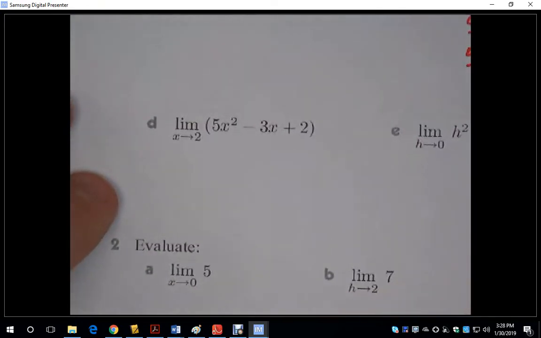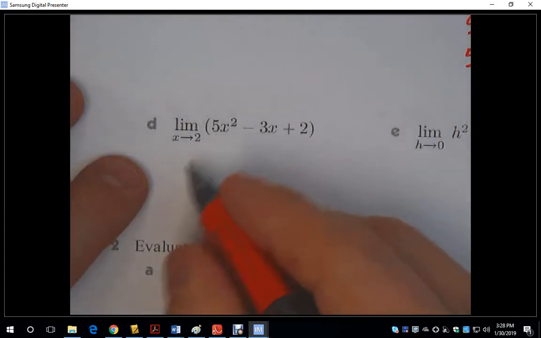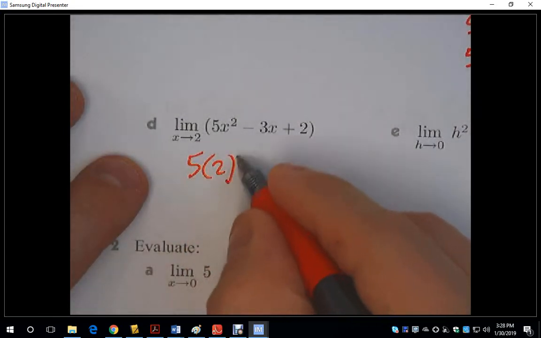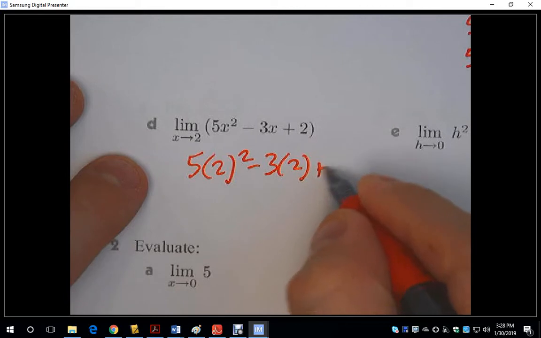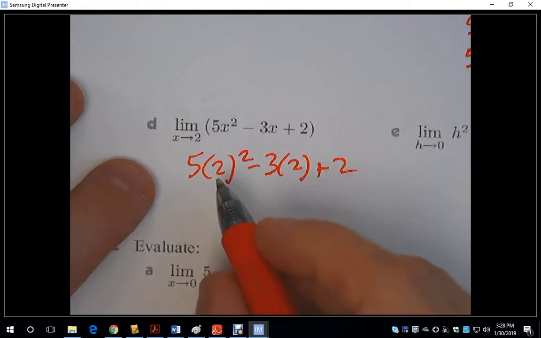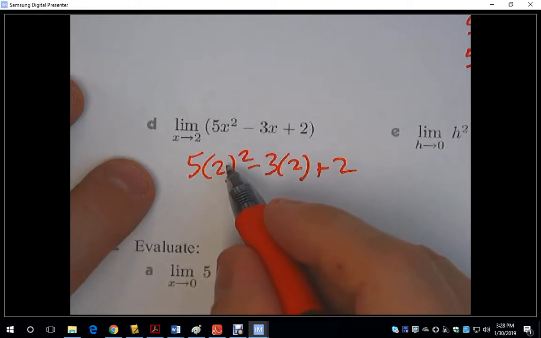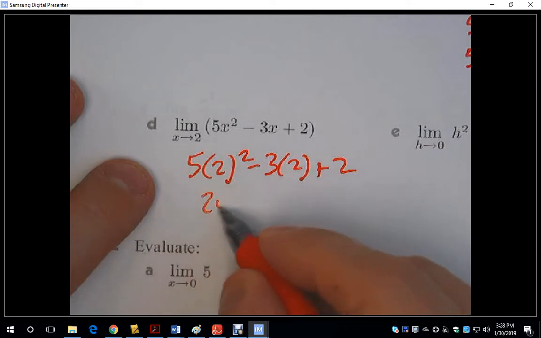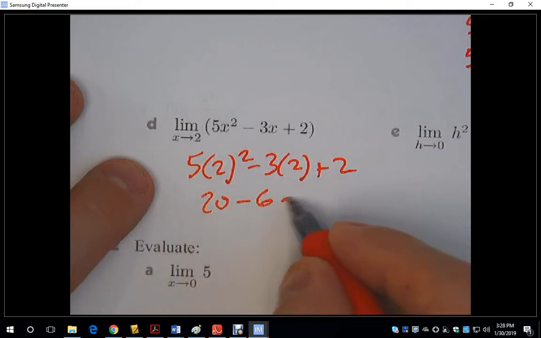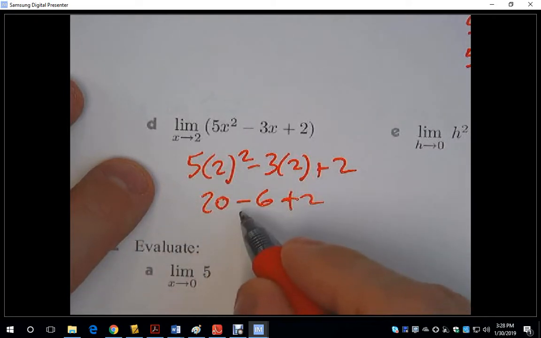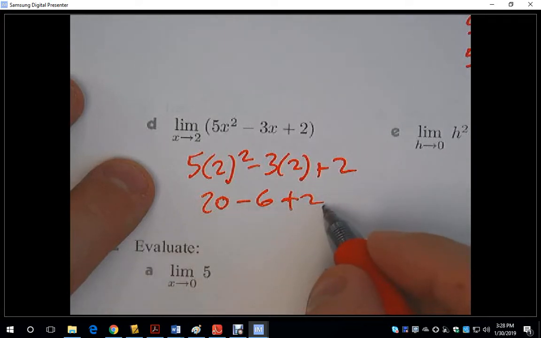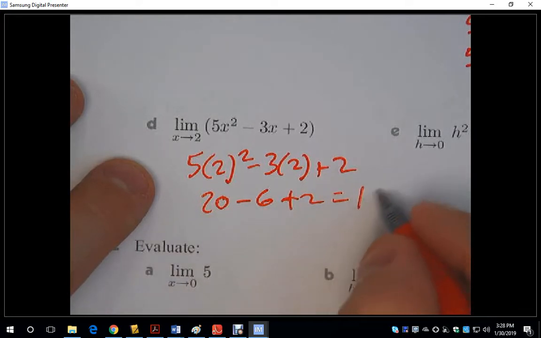The next one, again, no problem plugging in the 2. So I have 5 times 2 squared minus 3 times 2 plus 2. Order of operations, exponents first, so I have 4. 4 times 5 is 20. And then 20 minus 6 plus 2. 20 minus 6 is going to give us 14, and 14 plus 2 is going to give us 16.